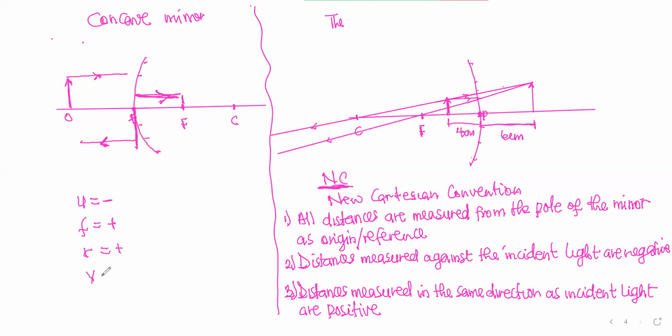Now class, what about V? Will V be positive or negative? For convex mirror, would V be positive or negative? Positive. So V will be positive because this mirror would always form a virtual image, which is behind the mirror. So V will be positive.